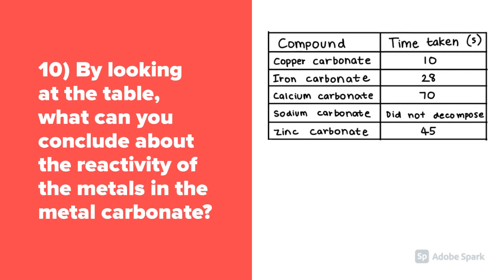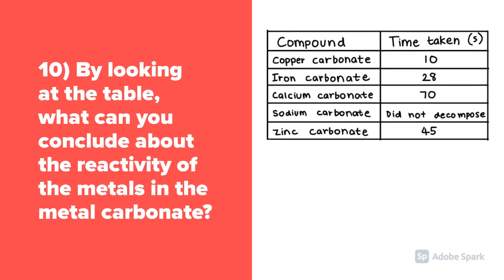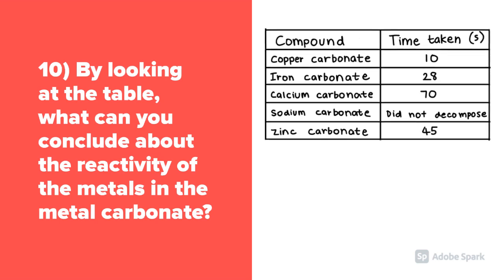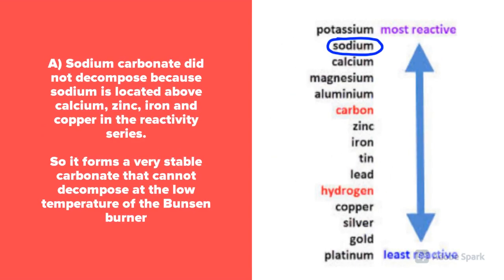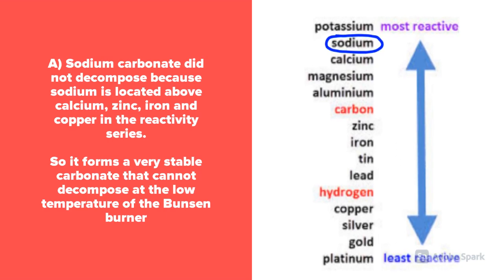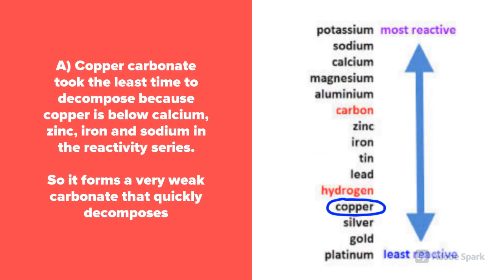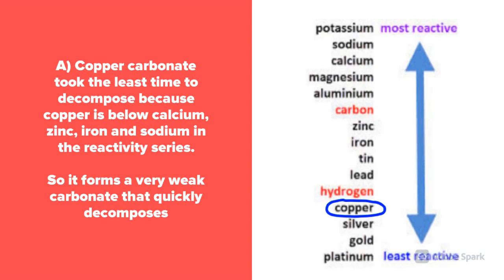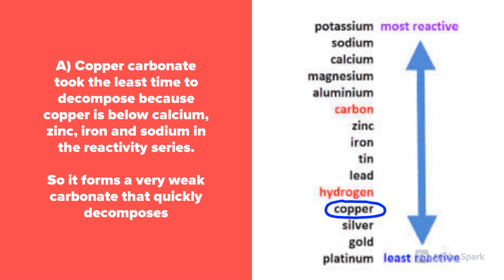Question number eleven. By looking at the table, what can you conclude about the reactivity of the metals in the metal carbonate? Sodium carbonate did not decompose because sodium is located above calcium, zinc, iron, and copper in the reactivity series. So it forms a very stable carbonate that cannot decompose at the low temperatures achieved on the Bunsen burner. On the other hand, copper carbonate took the least time to decompose because copper is below calcium, zinc, iron, and sodium in the reactivity series. So it forms a very weak carbonate that quickly decomposes.